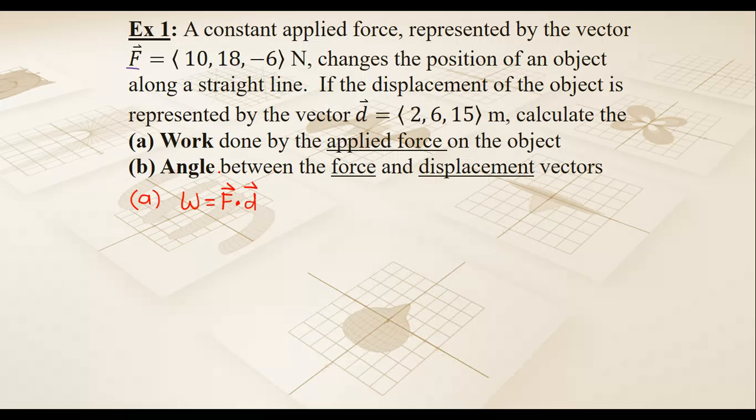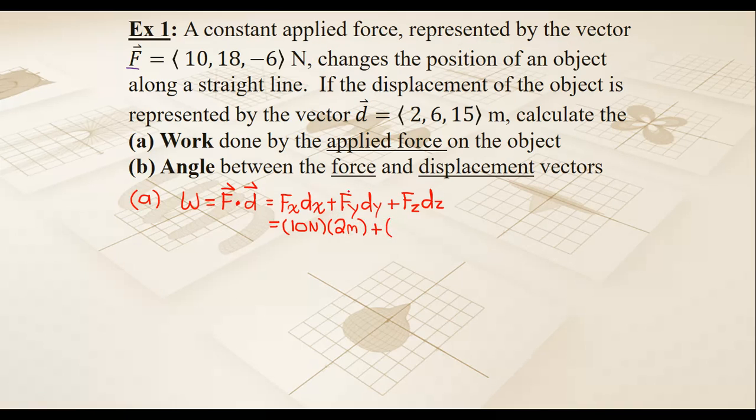So what this would look like is the x component of the force times the x component of the displacement, plus the y component of the force times the y component of the displacement, plus the z component of the force times the z component of the displacement. Now we can just plug numbers in and calculate this. The x component of the force vector is 10 newtons. The x component of the displacement vector is 2 meters.